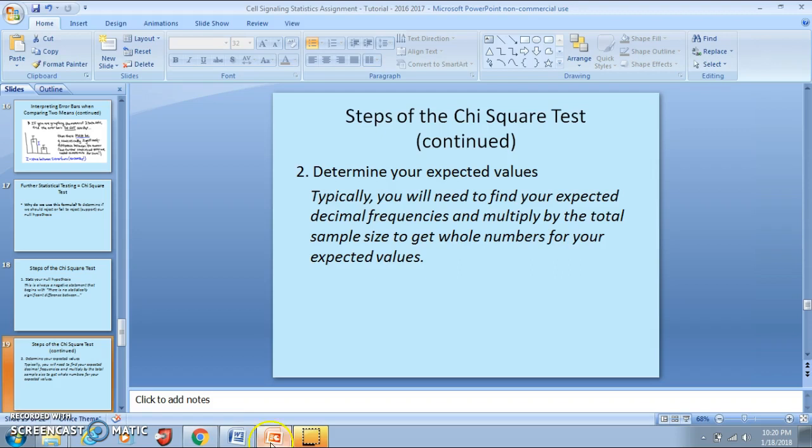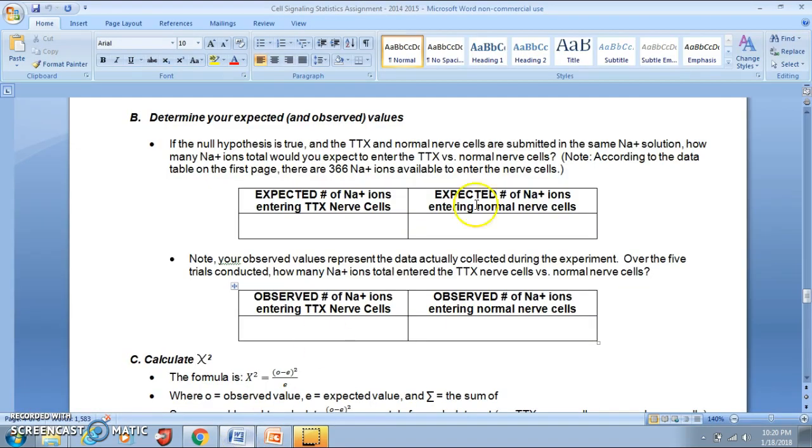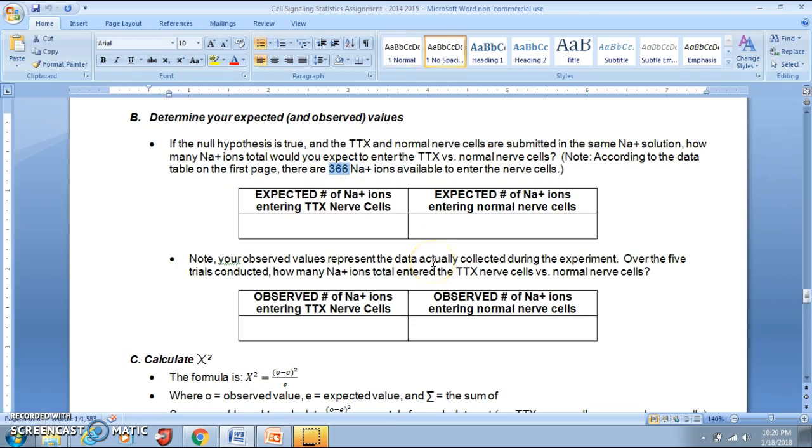Our second step of the chi-square test is to determine our expected values. Typically we need to find our expected decimal frequencies and then multiply by the total sample size to get whole numbers for our expected values. Now, for our experiment, it's actually quite simple. According to the null hypothesis, if there's no difference between the number of sodium ions entering the TTX nerve cells and the normal nerve cells, we can simply take the total number of sodium ions in the experiment, which is 366, and divide by 2 to get the number we expect on each side.